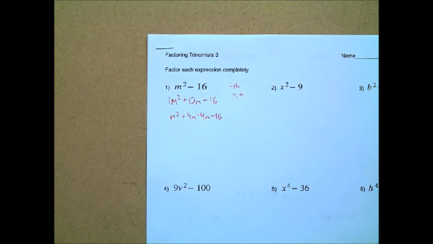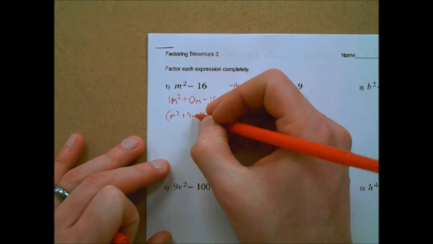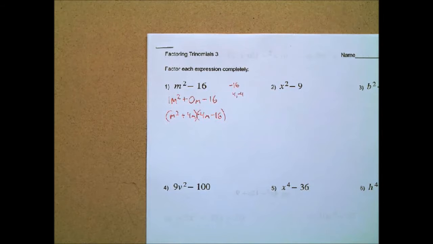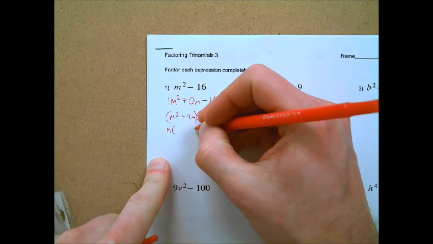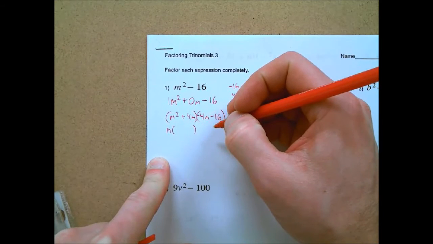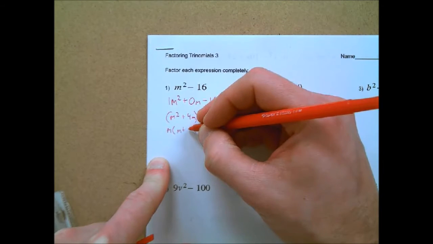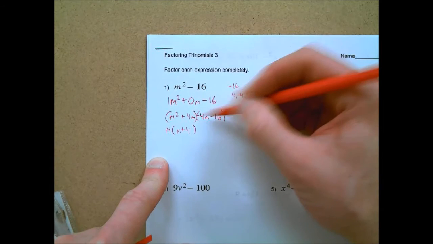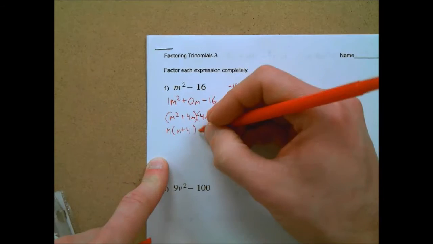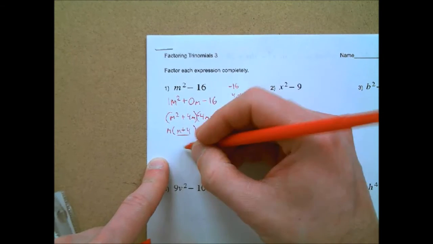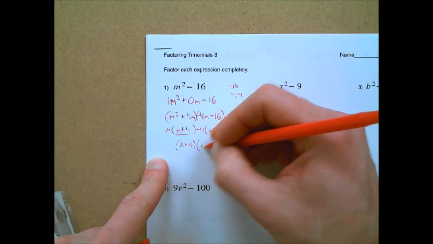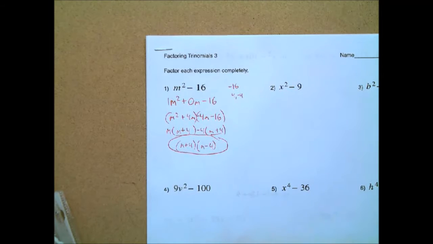After we do this, group the first 2, group the second 2. From that first group, what can we factor out? An m. And what will be left behind when I take an m out of here? M plus 4. Very good. What about the second group? What can we take out of here? Negative 4. Good job. M plus 4 as well will be left behind. And so they both have an m plus 4, so we have m plus 4 times m minus 4. Just like that.